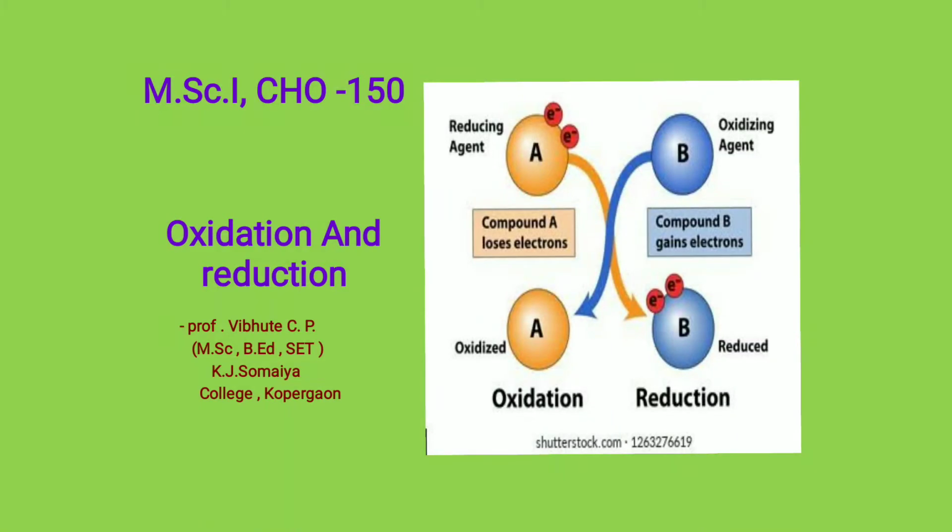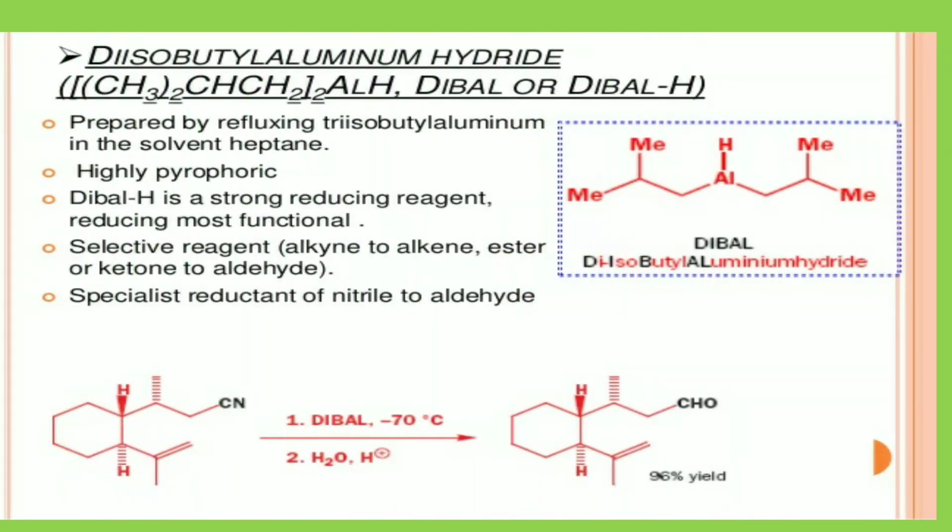Welcome to all. Here we are going to learn the MSc first year CHO 150 course, oxidation and reduction. Last time we learned about the reducing reagent NaBH4, and the Luche reduction, which contains the reducing reagents NaBH4 and CeCl3. Today we are going to learn the next reducing reagent, that is DIBAL-H.